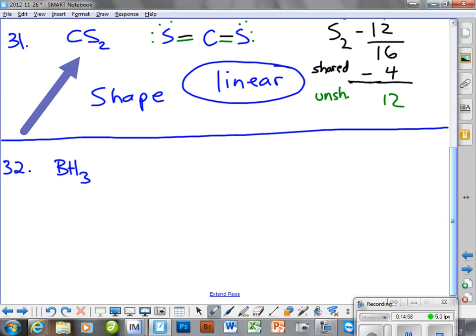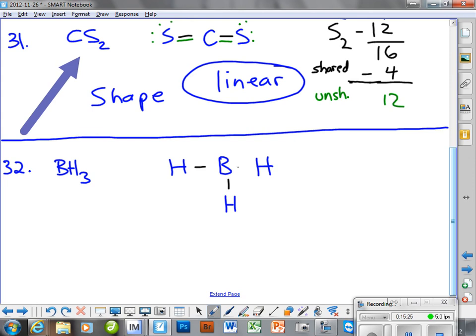We have boron in the middle, and hydrogen out here. Now, the reason boron is in the middle is not because of electronegativity, but because of hydrogen. Hydrogen can only be on the outside because it can only take a maximum of 2 electrons, and that makes it stable, and more electrons would make it unstable. So anyway, let's put this together.